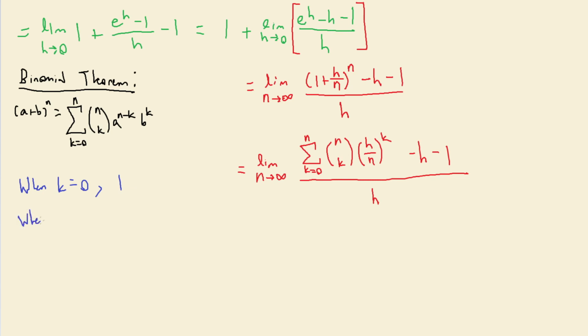What about when k is equal to 1? We have n choose 1 here. How many different ways can you pick one item out of a set of n items? There's n different ways. So we're going to have n multiplied by h over n to the power of 1, which is just h over n. And so these n's are going to cancel, and this is going to equal h. So the first two terms of this infinite series are equal to 1 and h.